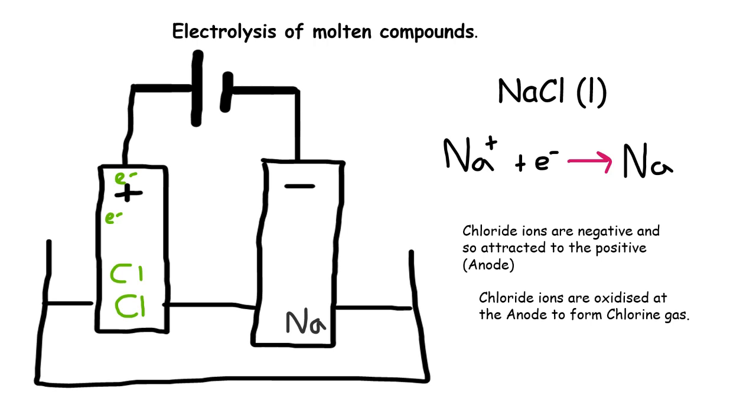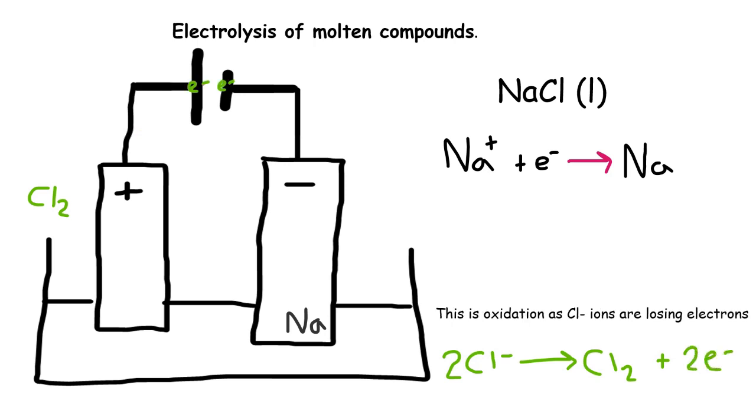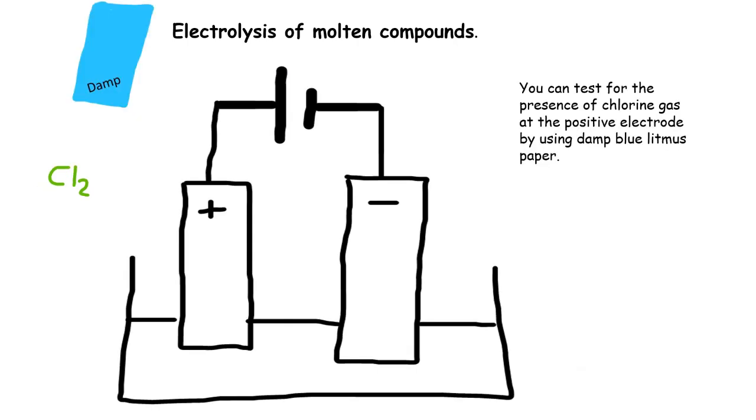It's also oxidation because they're losing electrons. We can write a half equation to show what's happening. 2Cl- goes to Cl2, which is the diatomic chlorine, and it releases 2 electrons. It's oxidized. Remember, oxidation is loss of electrons.